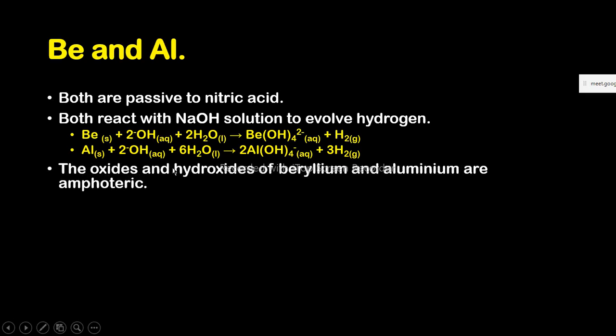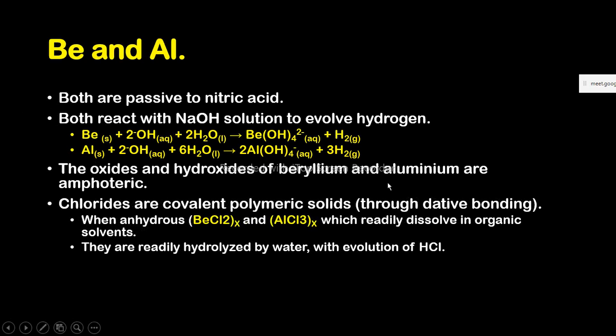Another factor is the oxides and hydroxides of beryllium are amphoteric. Now this was for these two. They are metals. They can react with both acids and bases. But still, the oxides that are formed are also amphoteric in that they can react with both acids and bases, unlike other elements in their groups. So you can write the equations.